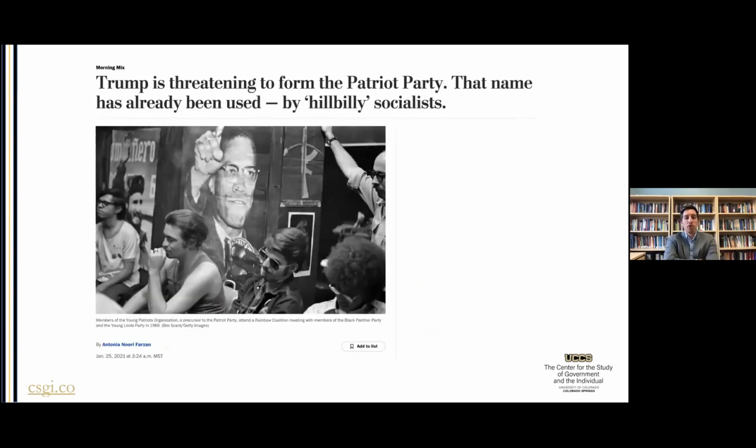Just recently, I pulled this up from the Washington Post. Here was a talk about the Patriot Party. This is a new party that's being discussed in American politics. After Trump lost his reelection bid, he hinted that there might be a third party, a Patriot Party, that emerged out of the Republican Party. And as the Washington Post points out, there was actually a Patriot Party in American history. It was a socialist party that existed previously.